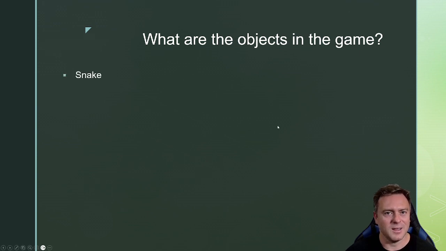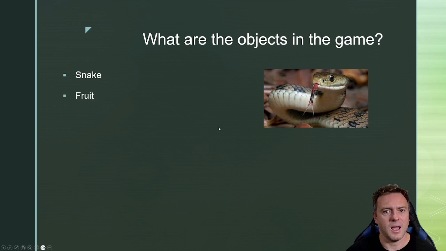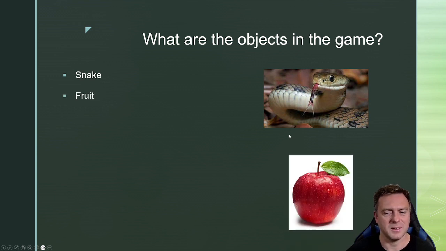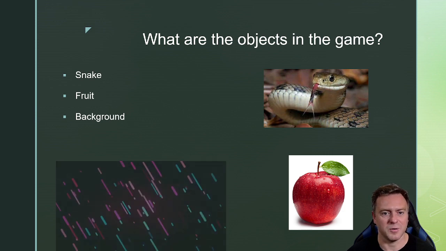So you've got the snake, and like we said, the snake can move around on the screen, the snake can eat the food, and then it needs to make sure it doesn't hit itself. You then have the fruit, and the fruit basically has to be eaten by the snake, and then it has to make sure that the fruit doesn't get spawned on top of the snake. And lastly, you've got the background, which allows the snake and the fruit to move around on.